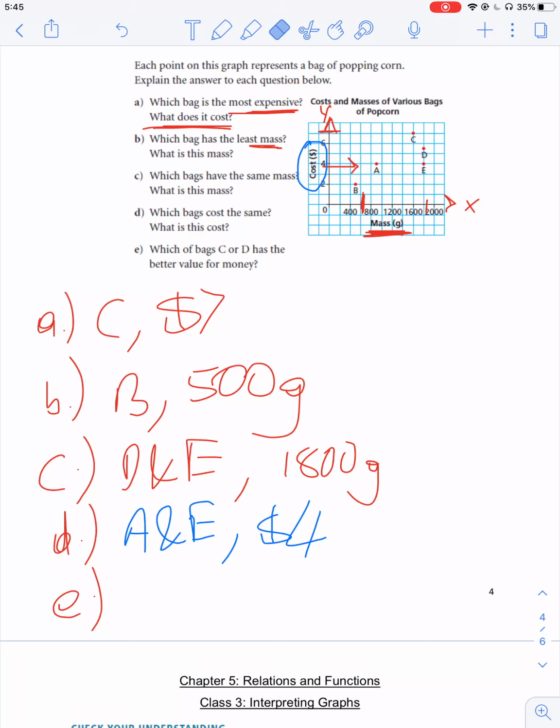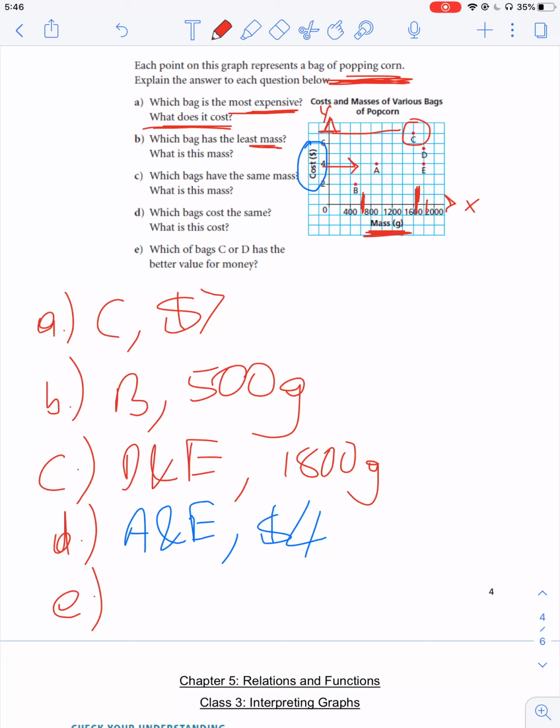That's what it means. So as you can see, C is more expensive. Okay, C is more expensive, and it contains less. So if you read the question, I think over here, it's each point on this graph represents a bag of popcorn. Okay, so C is more expensive and has less popcorn in it, right? So why would you purchase C?